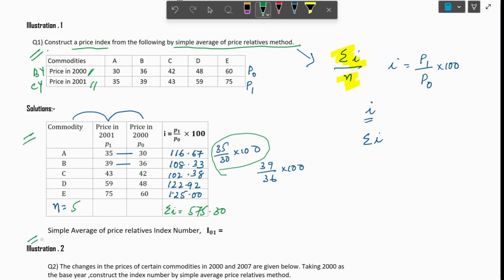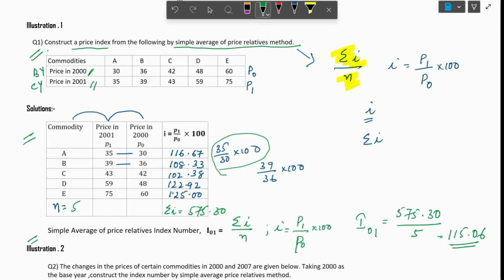Second step, you are writing the formula. What's the formula? Simple average of price relative index number I01 is equal to summation of I divided by N, where I equal to P1 divided by P0 into 100. This formula to write completely, that is I01 equal to, you can substitute 575.30 whole divided by 5. Your answer comes as 115.06. Therefore, this is an example to consider simple average of price relative index number.